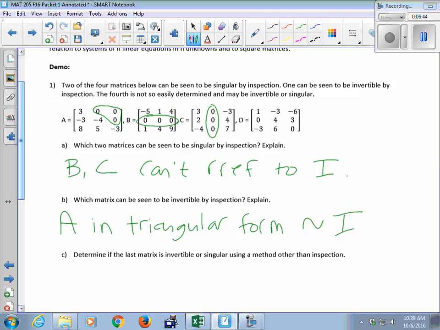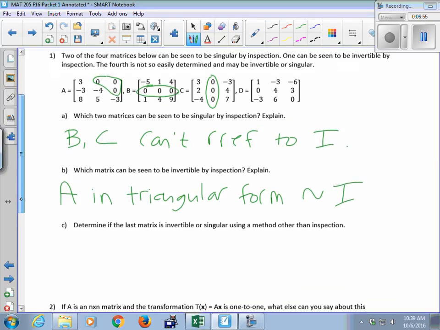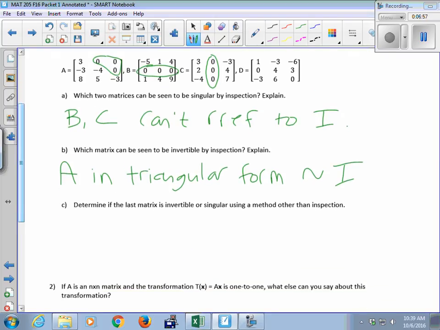Will be equivalent to the identity matrix. And then this last one, I have to do a little bit more work to determine if it is invertible or singular. Does it have an inverse or does it not? D. So I want to know, does it row reduce to the identity? So you would just put it in your calculator, hit RREF, right? And just RREF on calculator, and the answer is yes, they're equivalent. So it is invertible.